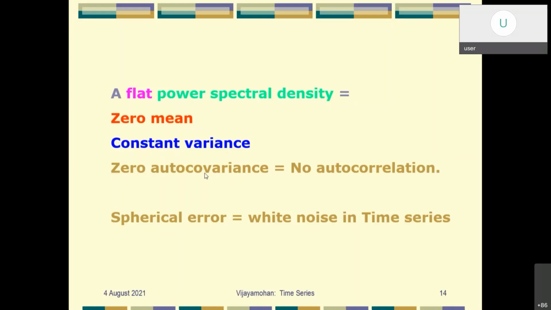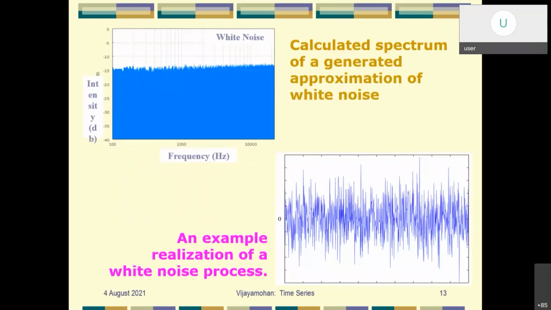The last day I told you that if these three assumptions of the error term are satisfied, then the error term is called a spherical error. And this spherical error is the white noise in time series. So the white noise is nothing but a spherical error in time series. It has a zero mean, and it has homoscedasticity, that is constant variance, and there is no autocorrelation. If these three assumptions are satisfied, then in time series, the error term is a white noise, and it will have a time series plot like this. Here the zero is the mean.